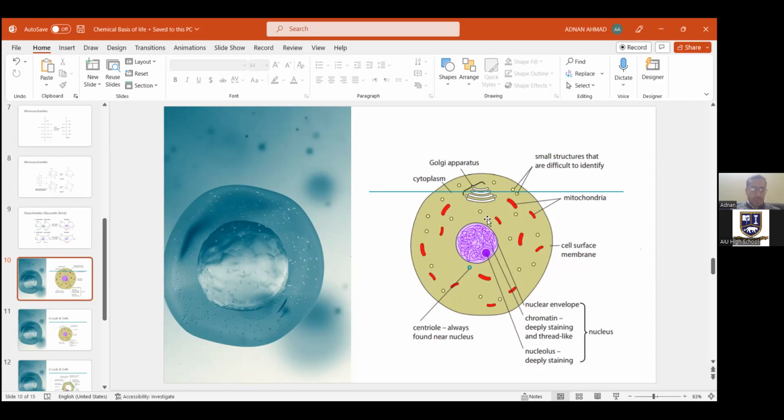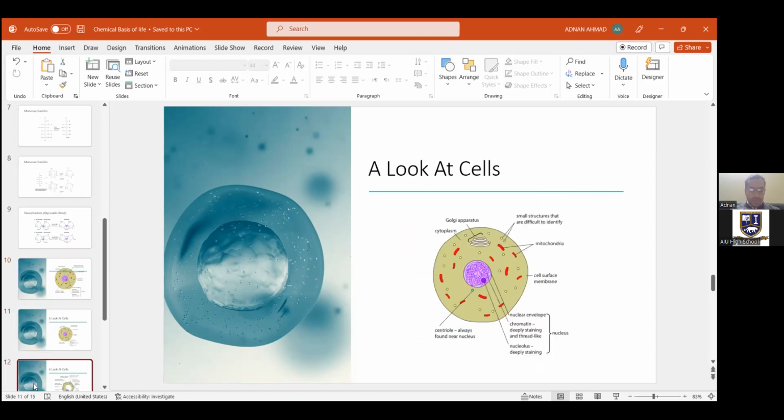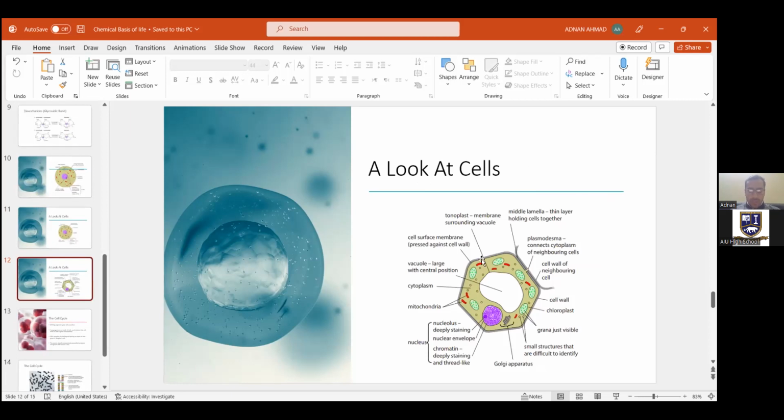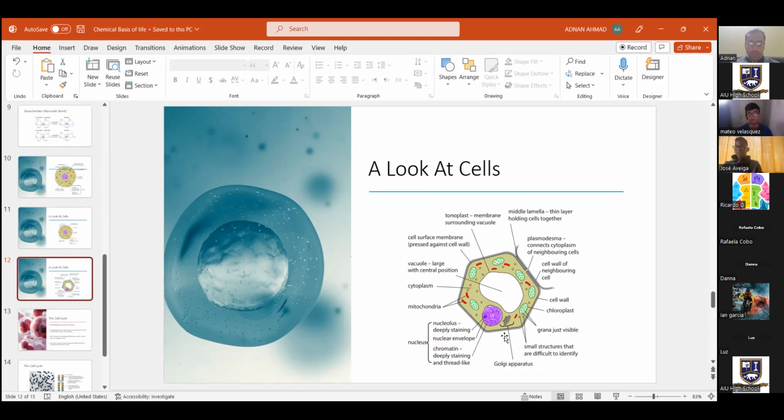Let me show you a picture of a plant cell. So here it is. If you can see this grayish outline, this is called a cell wall. You can see it written here, cell wall. This cell wall is absent in animal cells, and that is how we differentiate between an animal and a plant cell.